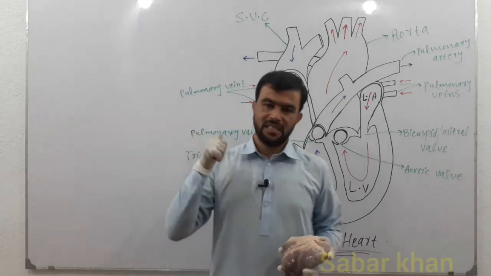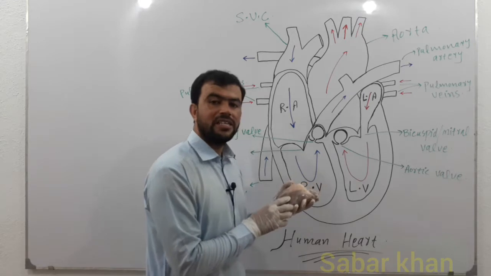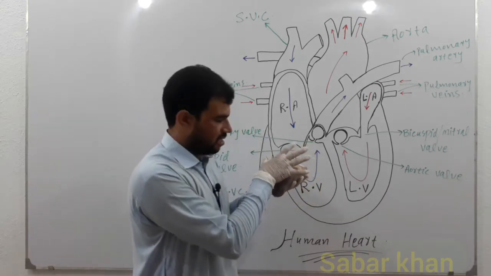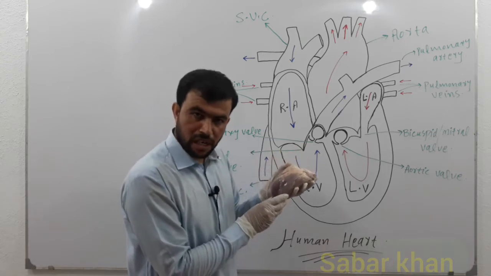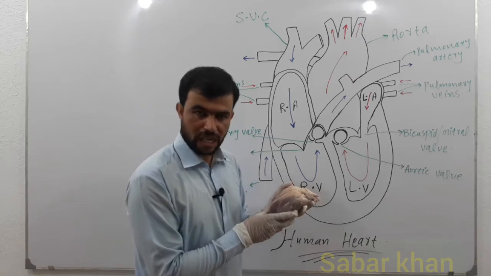Today's lecture is on the heart. The heart is made up of cardiac muscles and it is conical in shape because it is cone-like. The upper side is broader and the lower side is narrower. So it is cone-like, that is why it is known as conical shape.